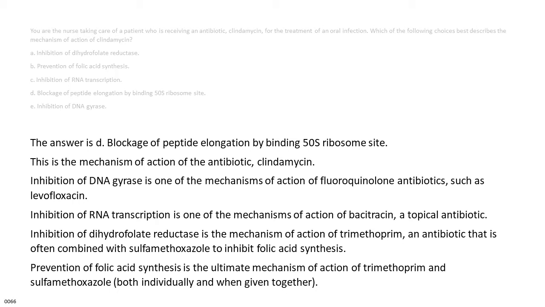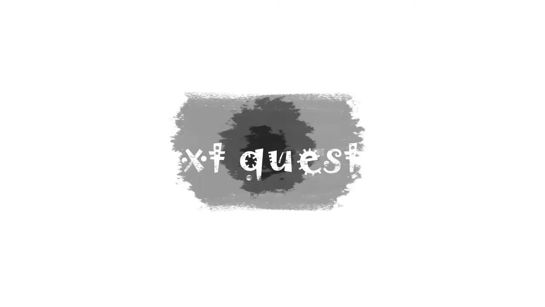Inhibition of tetrahydrofolate reductase is the mechanism of action of trimethoprim, an antibiotic that is often combined with sulfamethoxazole to inhibit folic acid synthesis. Prevention of folic acid synthesis is the ultimate mechanism of action of trimethoprim and sulfamethoxazole, both individually and when given together.